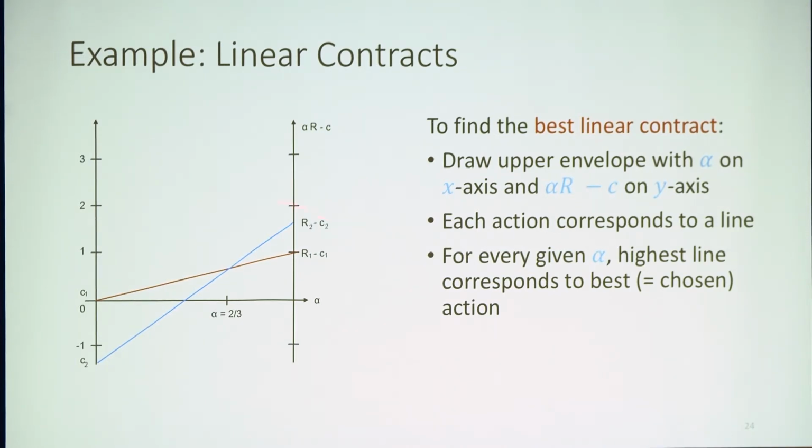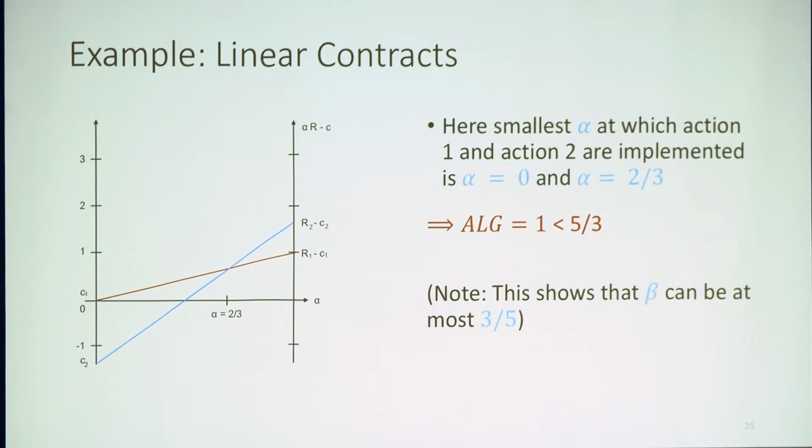And in particular, it also tells you if you want to incentivize action 1, what's the cheapest way of doing this? Well, look at the smallest alpha for which this is on the upper envelope. So for action 1 here, this will be alpha 0, and for action 2, it will be alpha 2/3. Now I can simply compute for both these values of alpha what's my reward for action 1 and 2, and in this case, I've designed it in a way that this will be 1 either way. So whether I incentivize action 1 or 2 will only give me 1. The optimum one, I could get 5 over 3, so that's showing you linear contracts are suboptimal, and that beta can be at most 3 over 5.